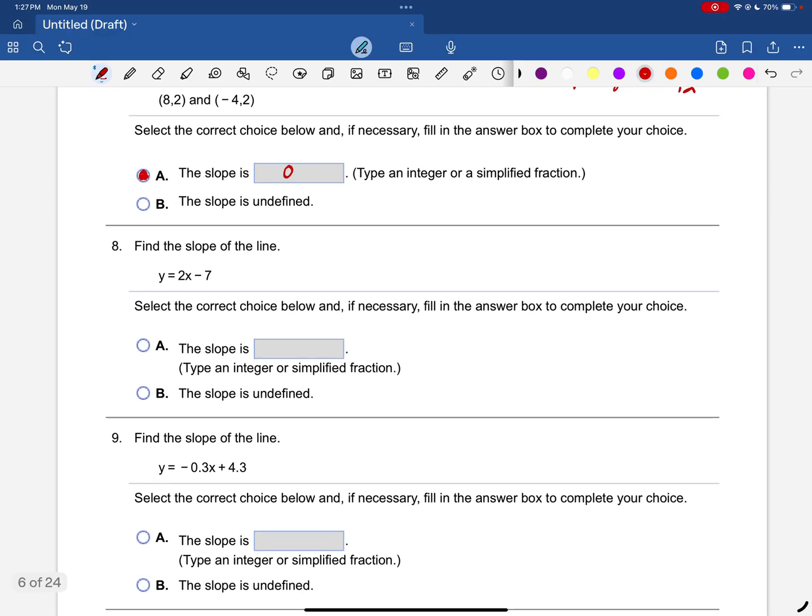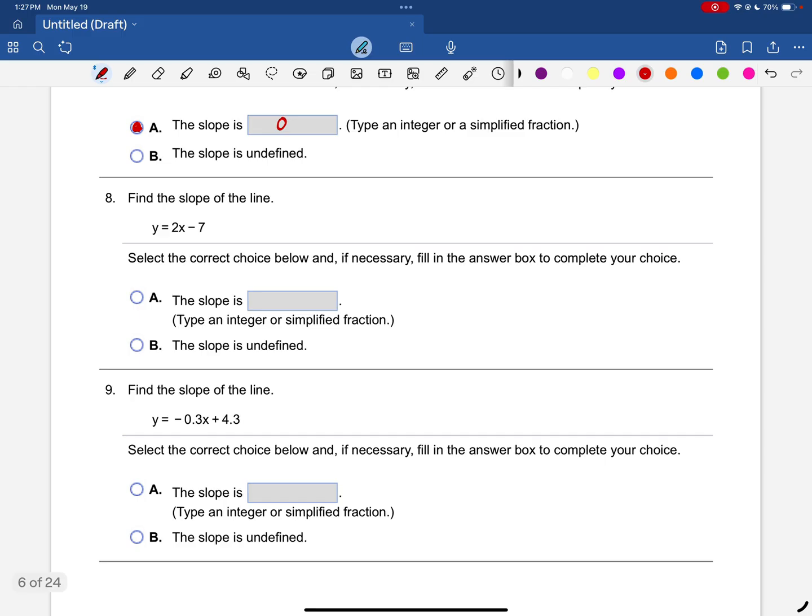Now, in example 8, we have the first example where we're given the equation of the line, and we could graph that line by finding points on the line, but we haven't done that yet. So what we're going to do is learn to recognize this format of the formula, and this is called the slope intercept formula.